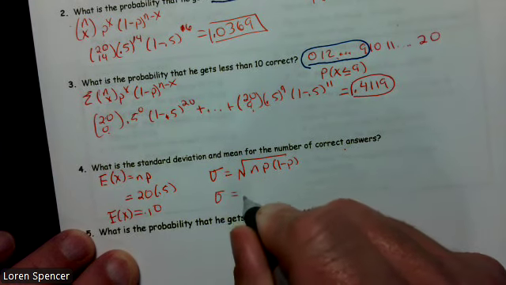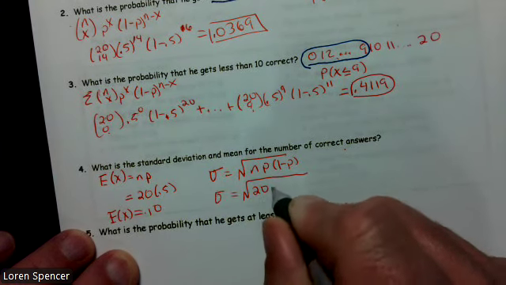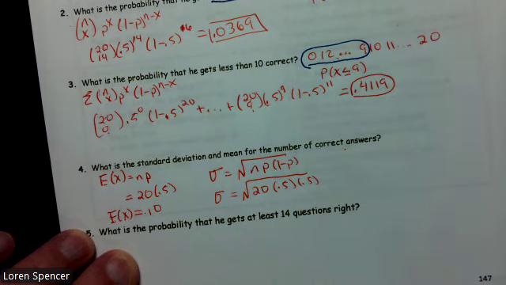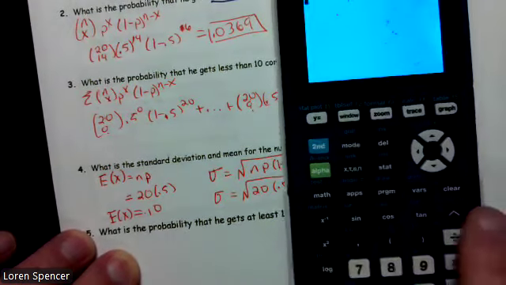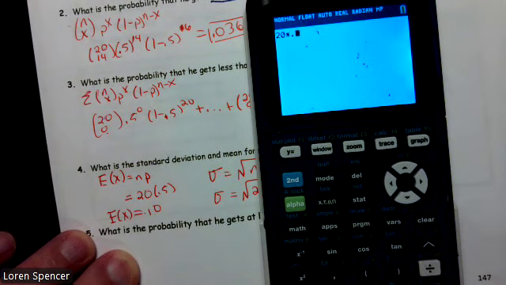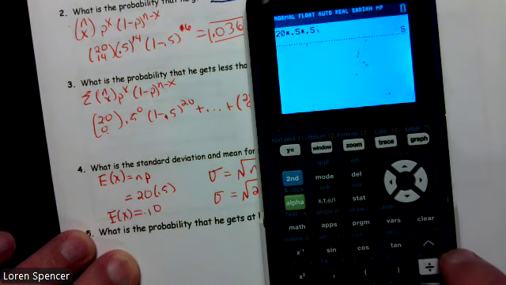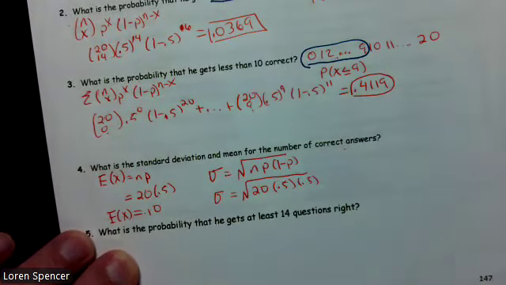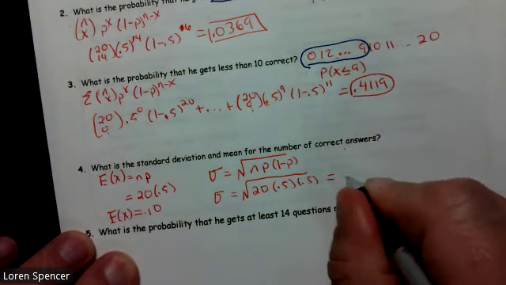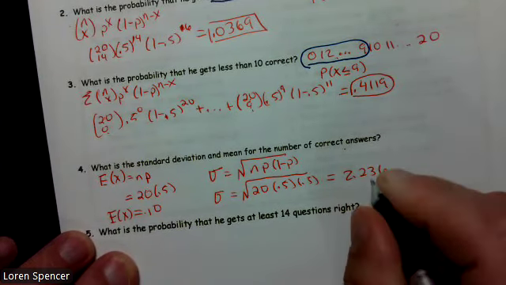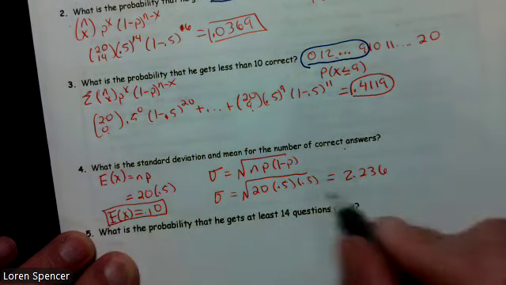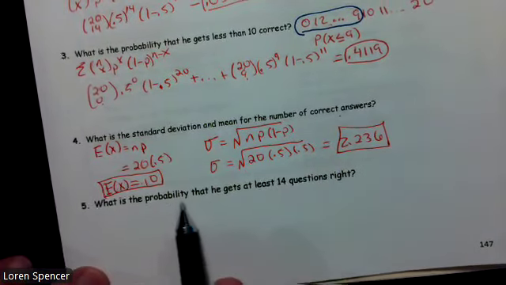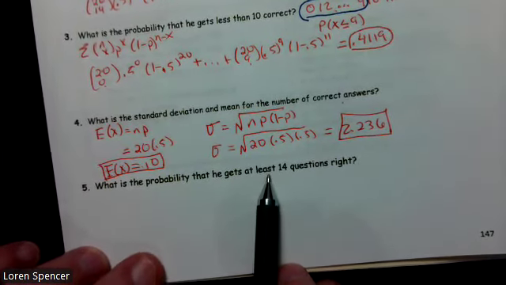Our standard deviation is the square root of n times p times 1 minus p, which in this case, the sample size or number of trials is 20. Probability of success is 0.5. Probability of failure is also 0.5. So 20 times 0.5 times 0.5 equals, raise it to the half power. And I end up with 2.236. That's my standard deviation.